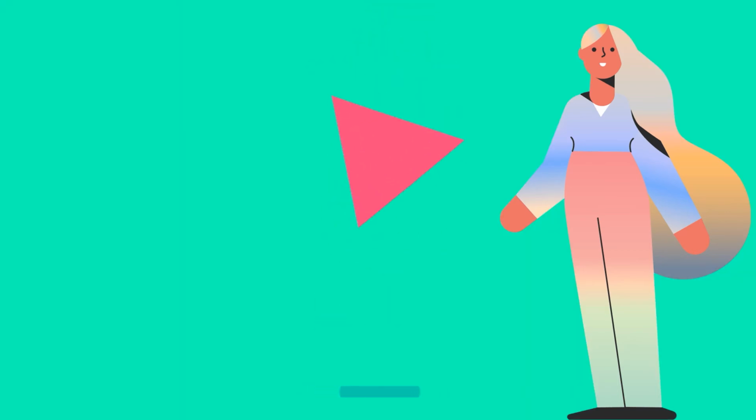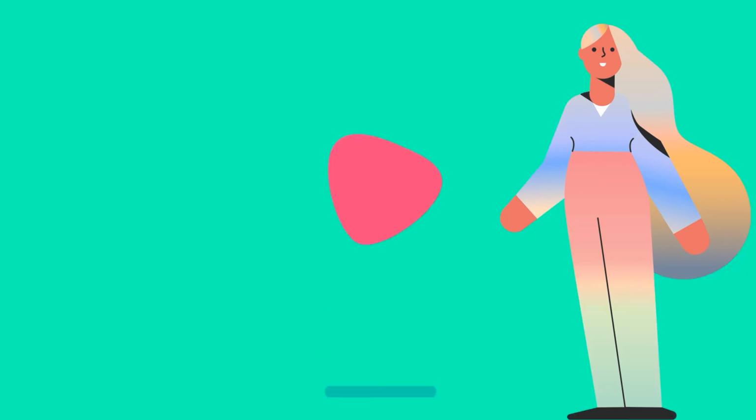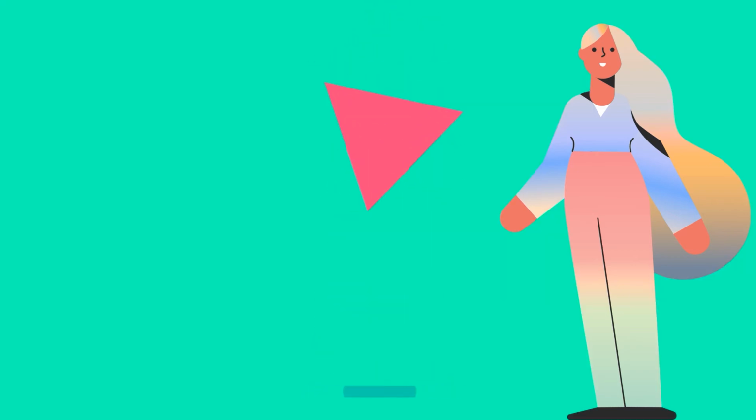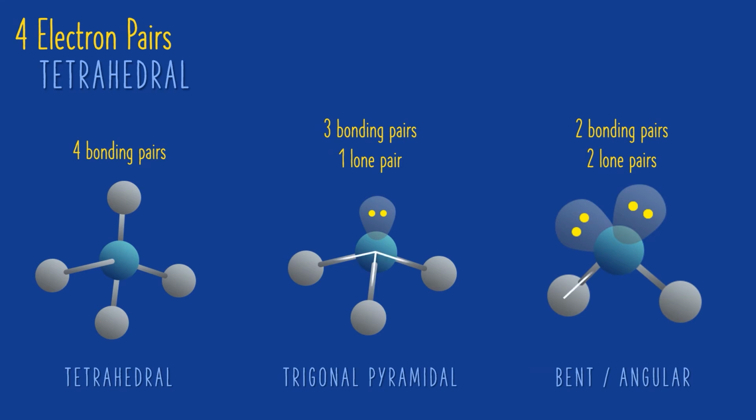Now we know that there are a lot more molecular shapes and geometry ranging from 2 electron pairs up to 6 electron pairs. On the following clips, pay attention to the white lines to picture the formed shape of the bonding pairs. For the 4 electron pairs, we have the tetrahedral, trigonal pyramidal, and the bent or angular.